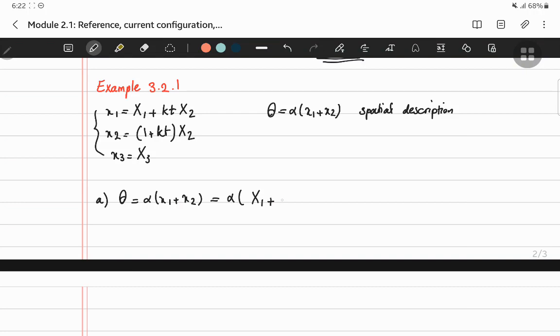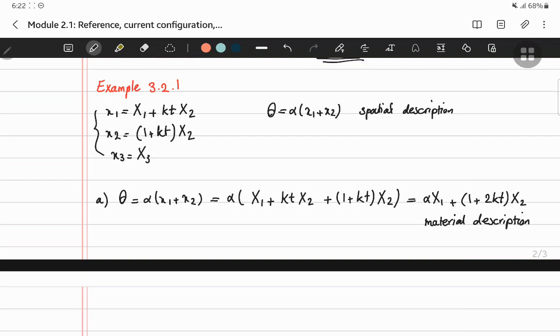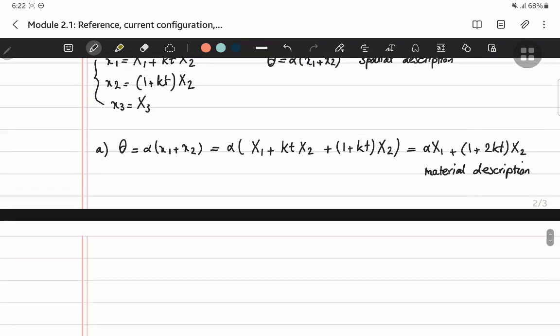So we have x1 plus, sorry, plus 1 plus kt x2. So we have alpha x1 plus 1 plus 2kt x2. And this is nothing but the material description, or the Lagrangian point of view, of this temperature field. This is the Eulerian. All right.